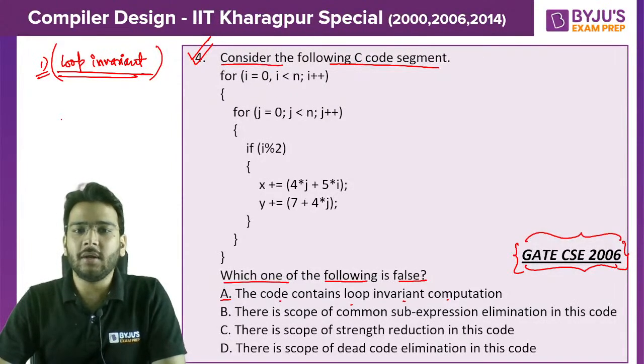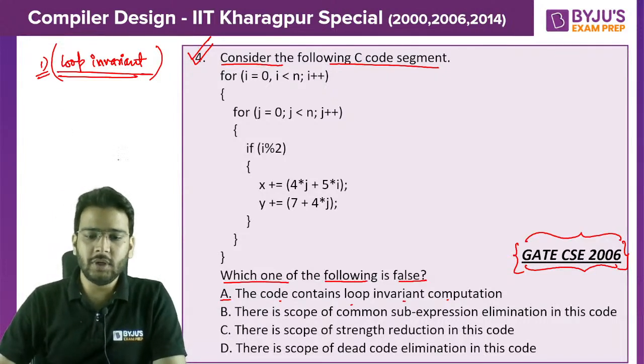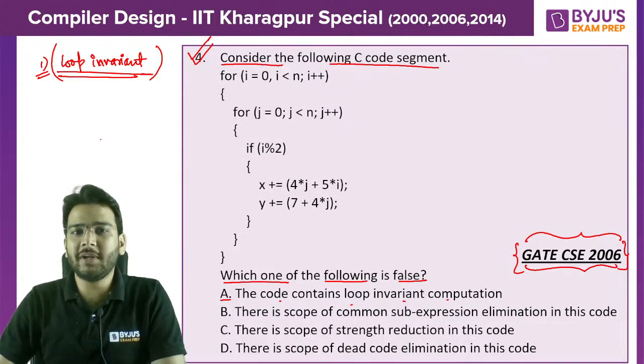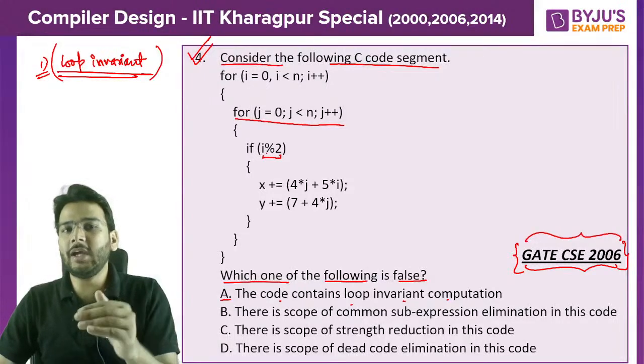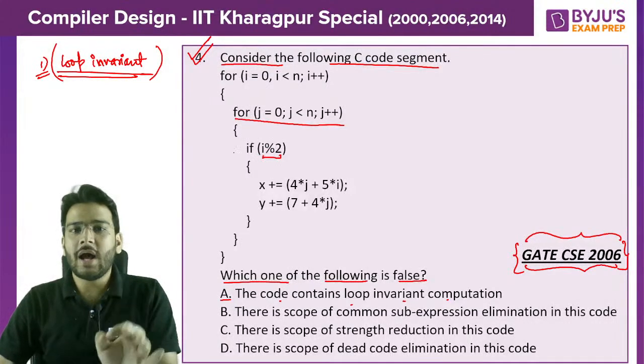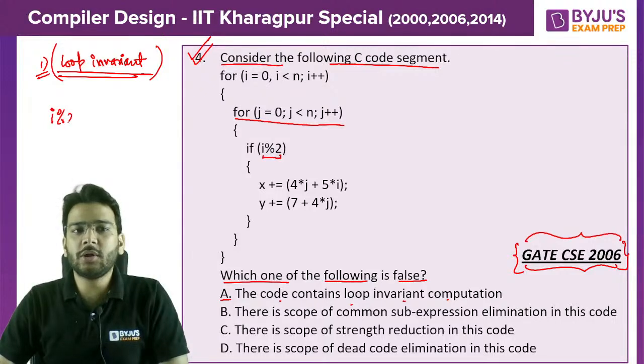Now tell me, is there any loop invariant code present here? Yes it is. Which one? Now if you see this inner loop, i modulus 2 is going to be your loop invariant code for the inner loop. Yes or no? i modulus 2 is going to be your loop invariant code for the inner loop.